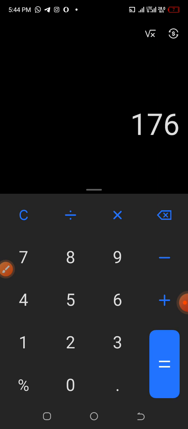So the total figure that we're having here is 176. Don't forget, divided by 2, we are getting 88. Now 88 minus 5, we are getting 83. Now if the bookmakers are providing even 80, you guys are allowed to predict these particular games as over 80.5, over 82.5, over 83.5.